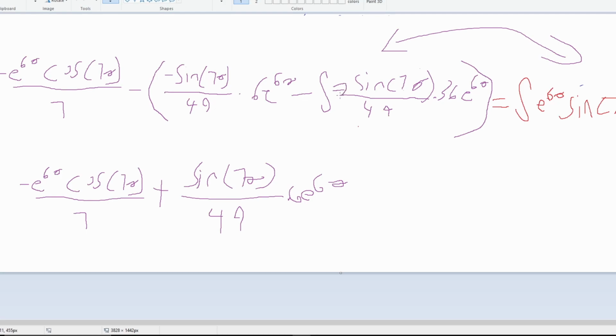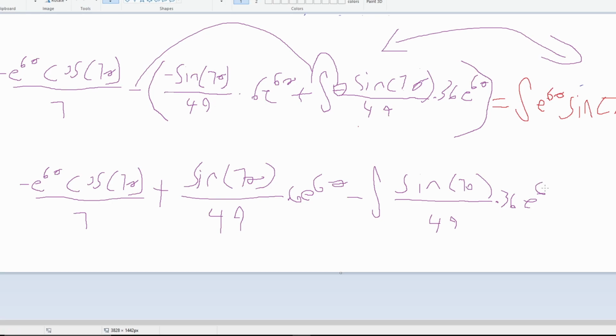Well, then we can take this negative sign out, put it in, makes it plus, and then this negative sign makes the entire integral negative. So minus integral sine 7 theta for 49 times 36 e to the 6 theta. And that's all equal to this.